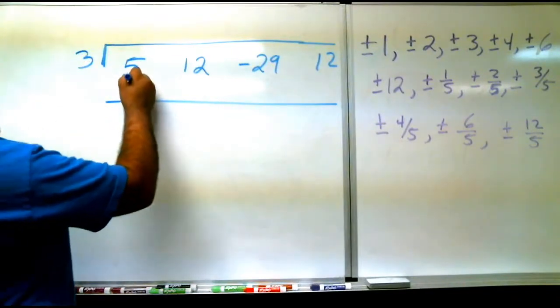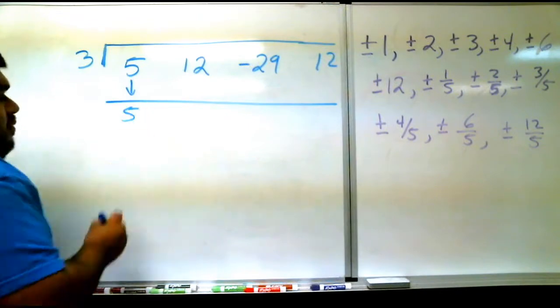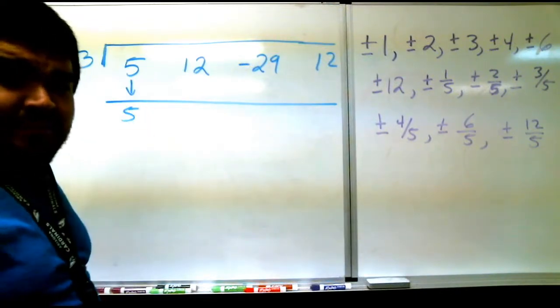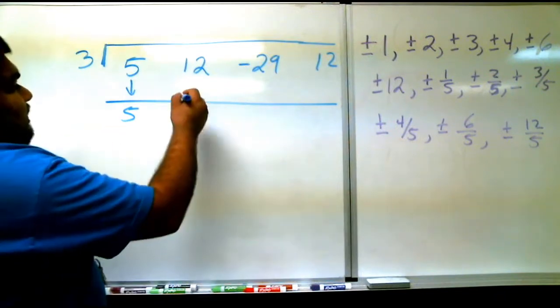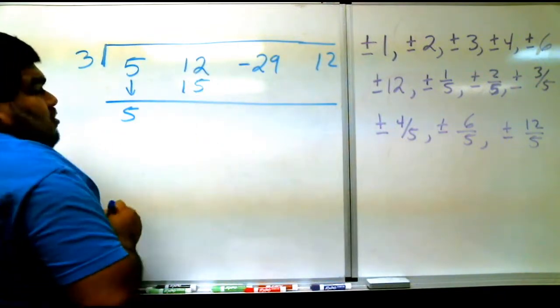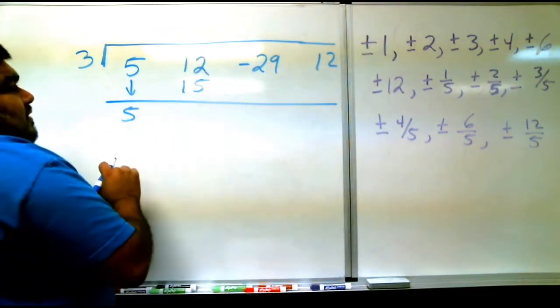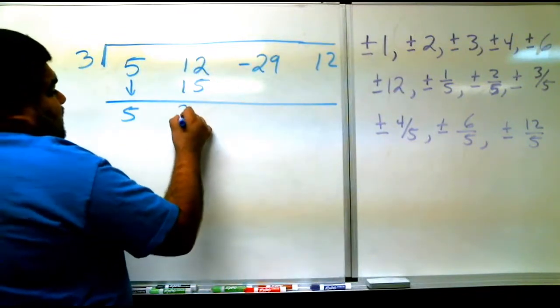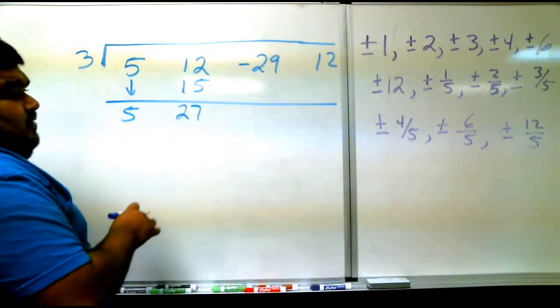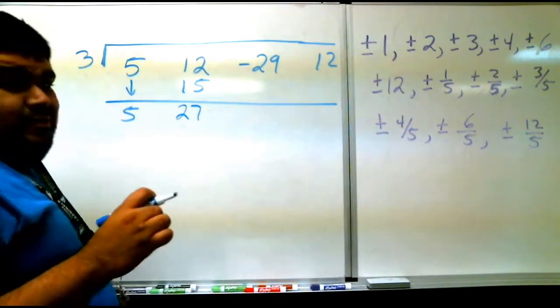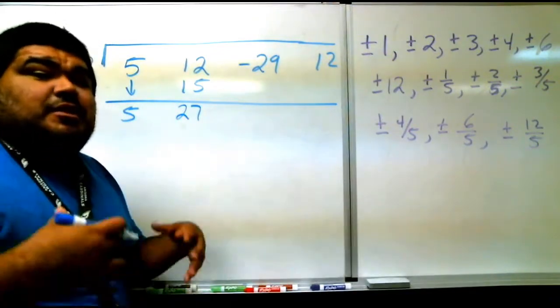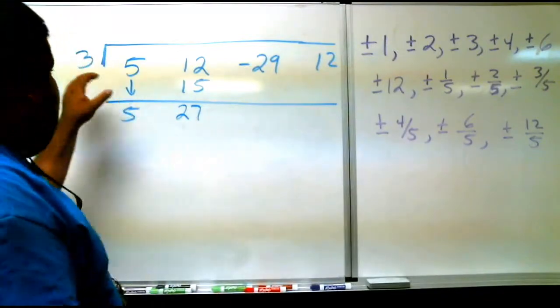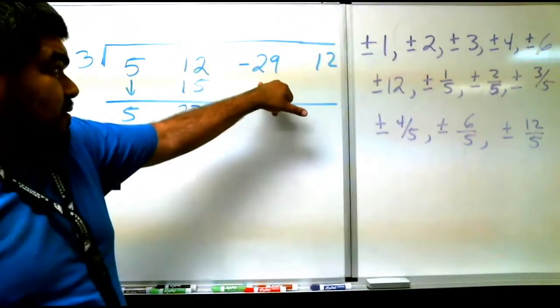Okay, remember, the first one always goes down. So we have 3 times 5 is 15. Notice that they're both positives. So we have 15 plus 12 is 27. 27 times 3, I will say this, guys. You really don't have to work them all the way through because you can already tell that 27 times 3 is a really big number.